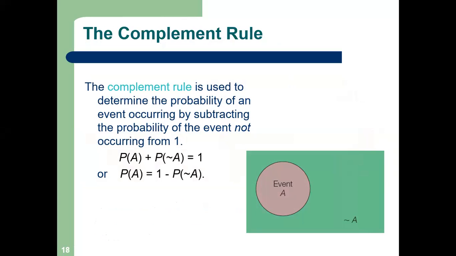There is another rule that is called the complement rule. Complement actually is the negation of an event. So here you can see there is an event, and if we add the probability of some event and the probability of that event not happening, that would be equal to 1.